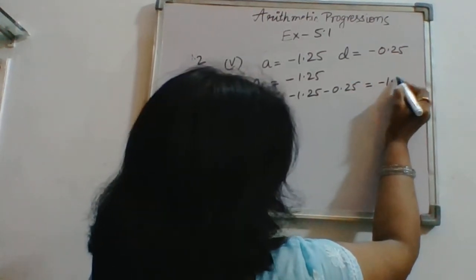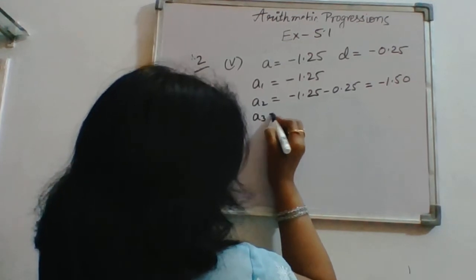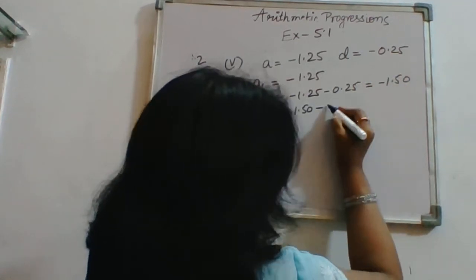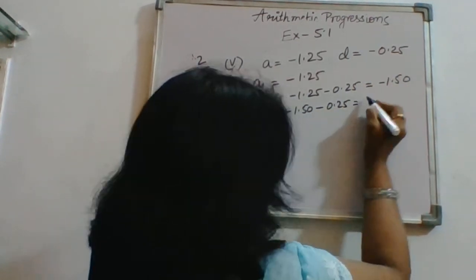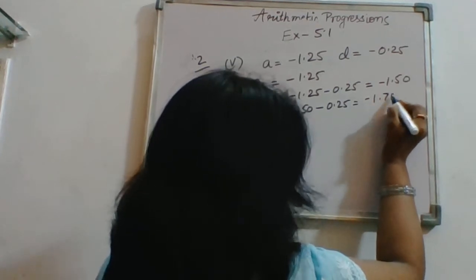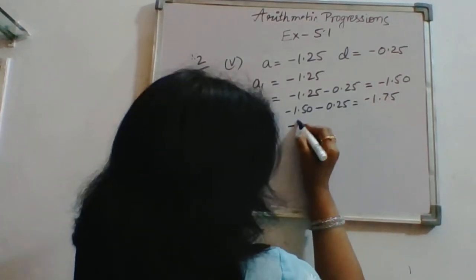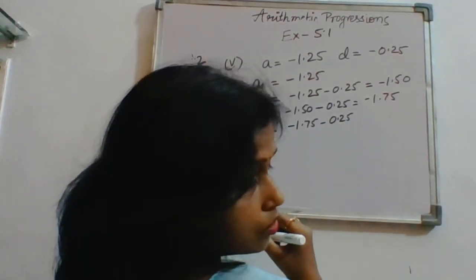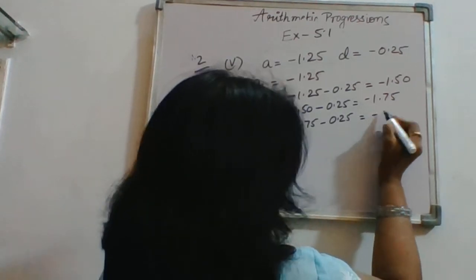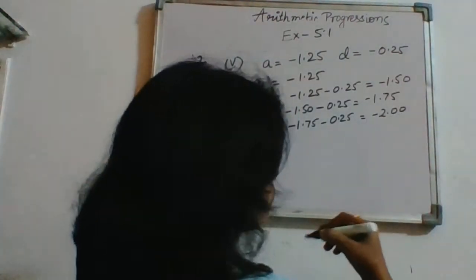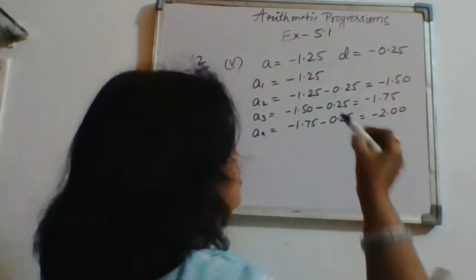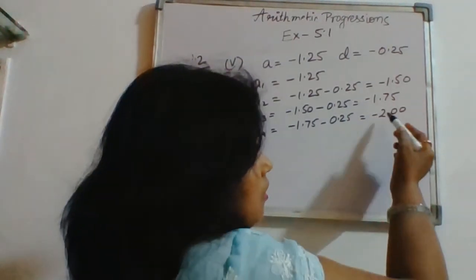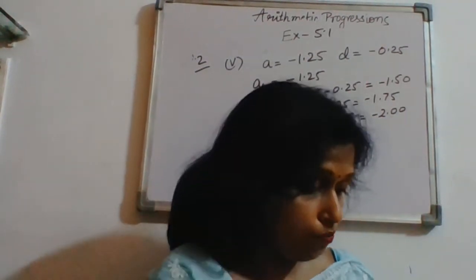Minus 1.50. And A3 will be, in the preceding term minus 1.50, you have to add how much? Minus 0.25. So it will be minus 1.75. And A4 will be minus 1.75, in this you have to add minus 0.25. So it will be minus 2.0. So the list of numbers here will be minus 1.25, minus 1.50, minus 1.75 and minus 2.